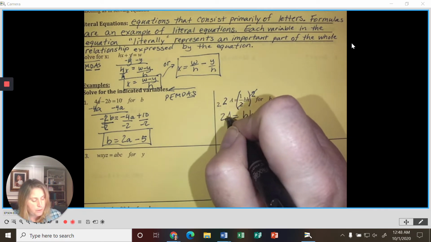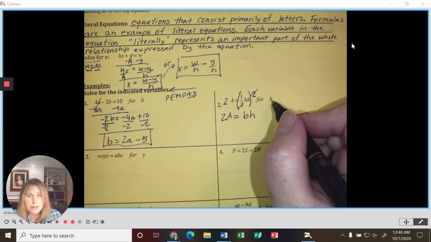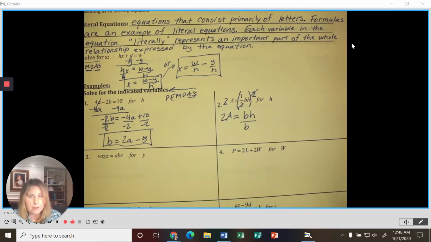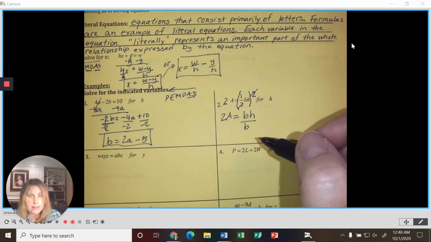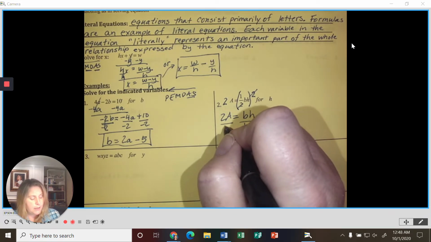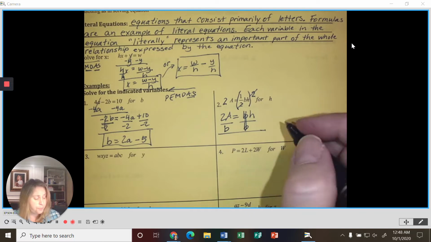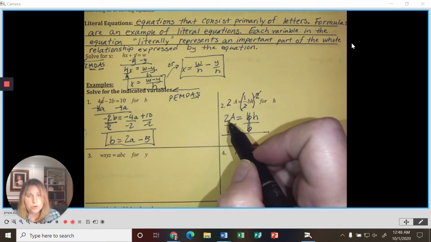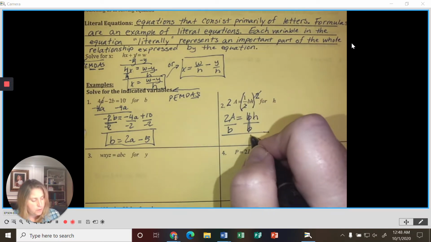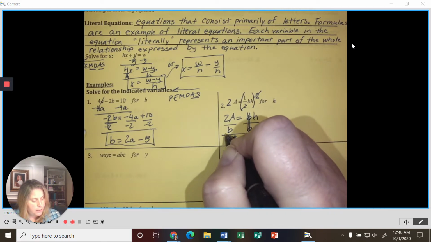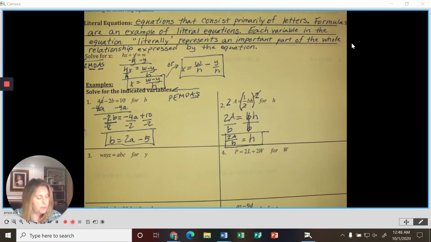So 2a. And then I see that I'm solving for h. H is being multiplied by b. So I divide by b to cancel it out, to isolate the h. Whatever I do to one side, I have to do to the other. So divide by b. B divided by b is 1. Any number divided by itself is 1. So we end up with h is equal to 2a over b.